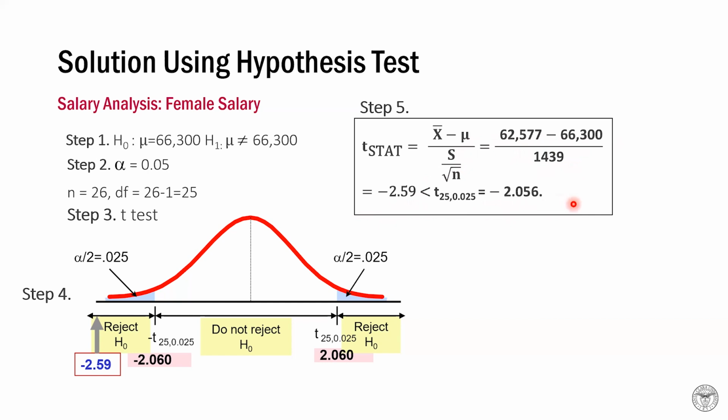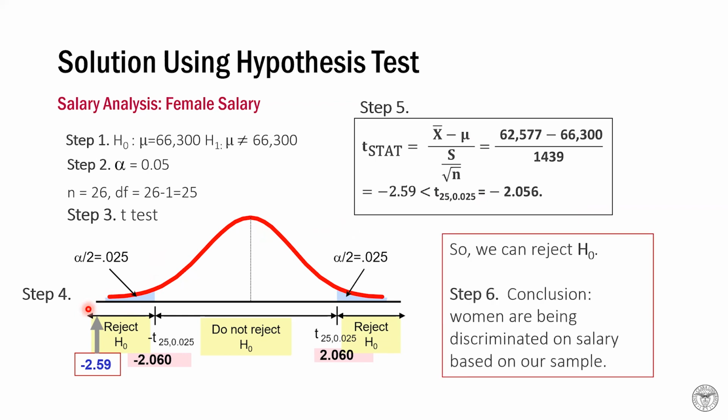Because the t statistic negative 2.59 is inside the rejection region, we have sufficient evidence to reject the null hypothesis. Step 6. In conclusion, we can accept the claim that women are being discriminated on salary based on our sample.